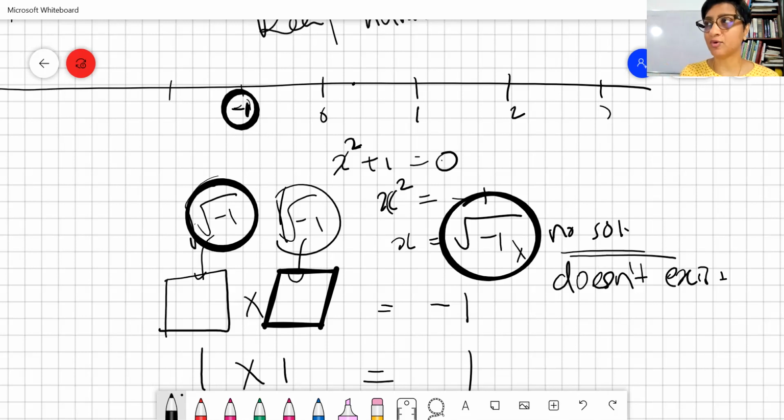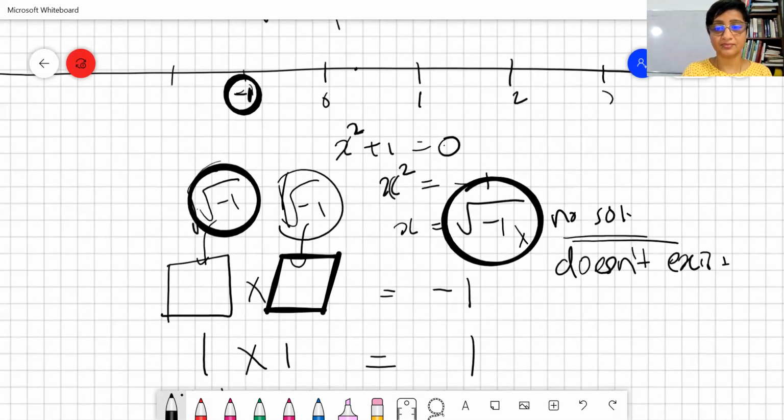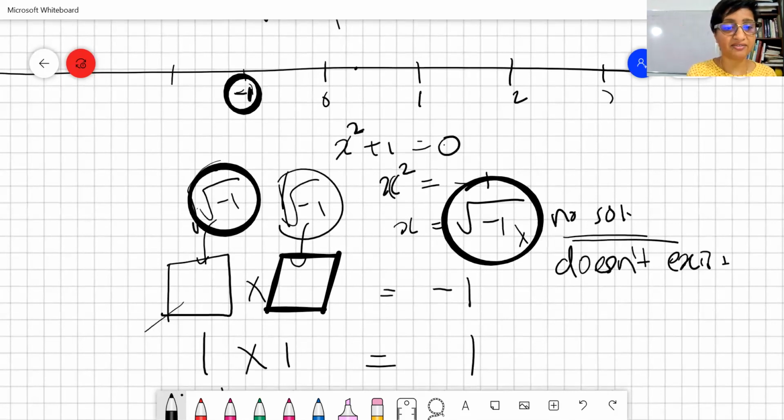And now I want you to take a moment and just think about that. What do I mean when I say that this number is not on this line? That's why we say it doesn't exist. There is no such number in our number system, not on the real number line. Do you all see that? Because I can't find a number on the number line that when multiplied by itself could give -1. Are you with me?